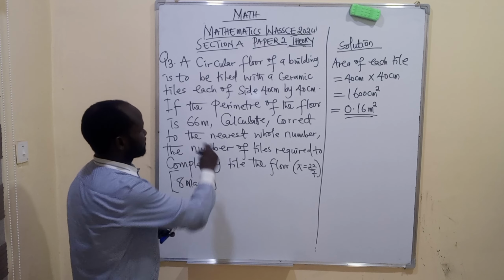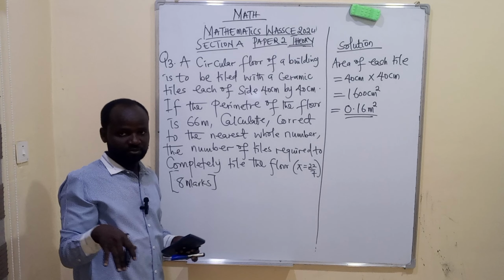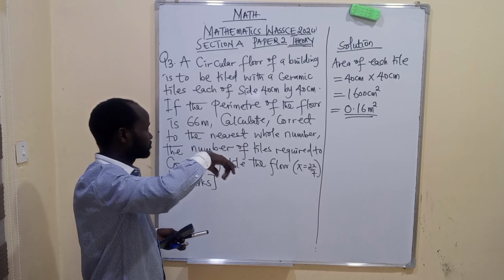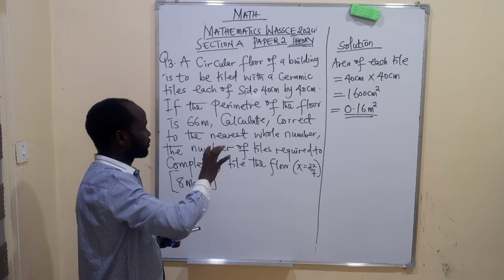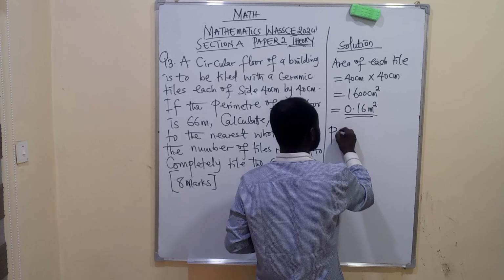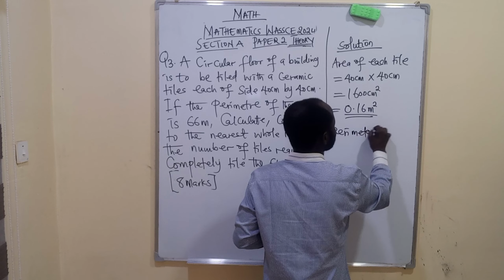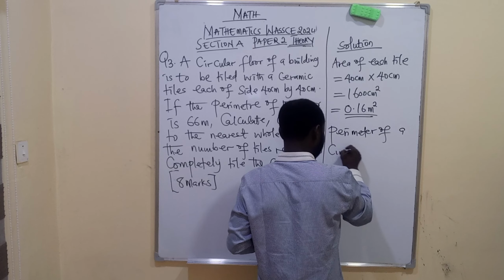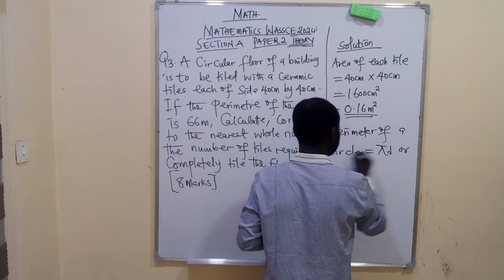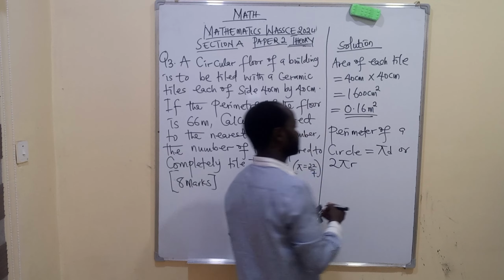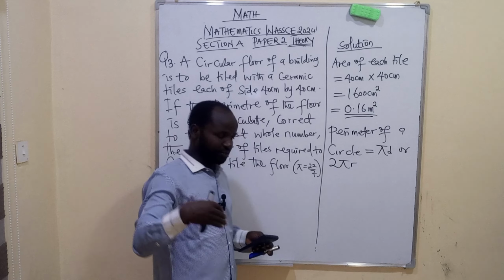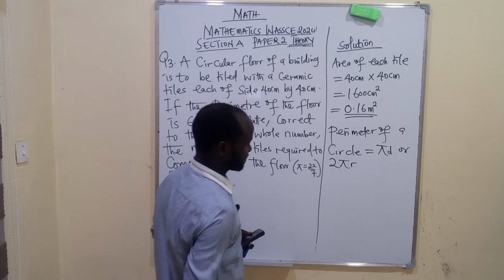The next thing is the perimeter of the floor, which they have given us, and mind you, that floor is a circular floor, meaning it is in the form of a circle. So the perimeter of a circle, C, is given as pi d or 2 pi r. If the diameter is given, to find the perimeter we use pi d. If the radius is given, we can use 2 pi r.